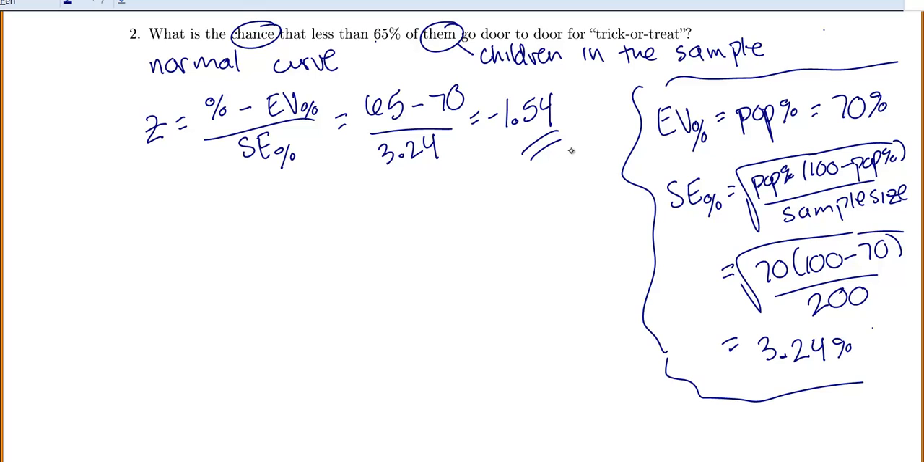Let's see, so we calculated Z. Z is negative 1.54. And then which direction do we shade? So what's the chance that less of them? So we're going to shade to the left. Now sometimes, and especially later on in this course once we start doing hypothesis testing, it's tempting to just always shade the small tail, because it seems like that's usually what happens, but it's not always. Sometimes it's not the small tail, but the bigger half, if you will. So always pay attention to your keywords to see which direction to shade. This was less than 65%, so we shaded to the left.